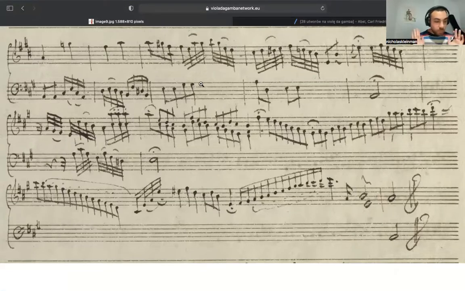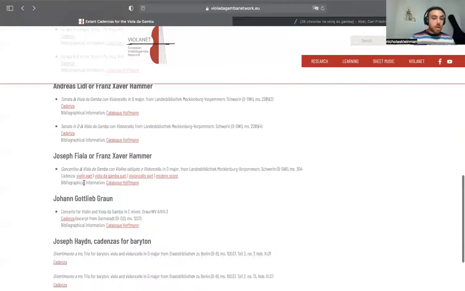No. We now very quickly move to Fiala. This is an interesting concerto. It also is in concertino. It's also in Hamma's hand in Schwerin. It only survives because of Hamma, that's the only copy we have of it. So thank you, Hamma. Fiala was born in 1748 and died in 1816. Hamma outlived him by 1 year.